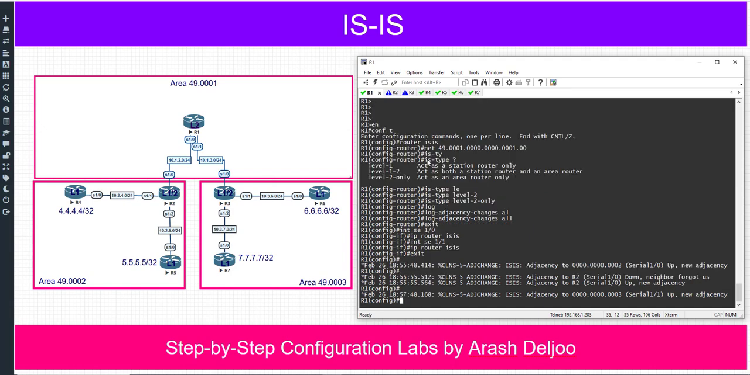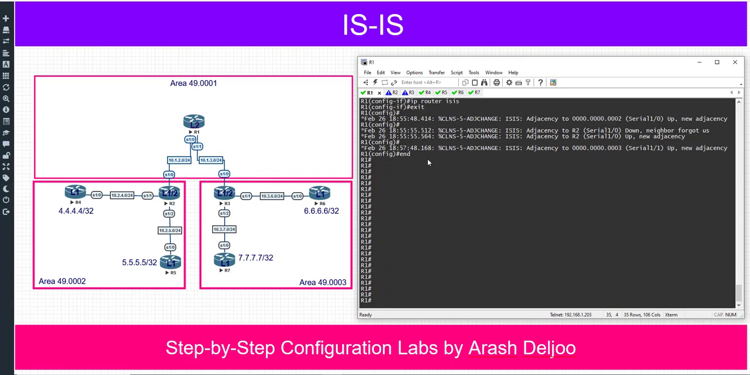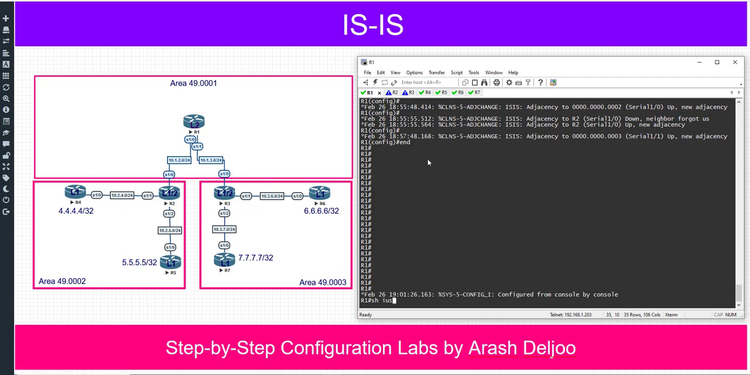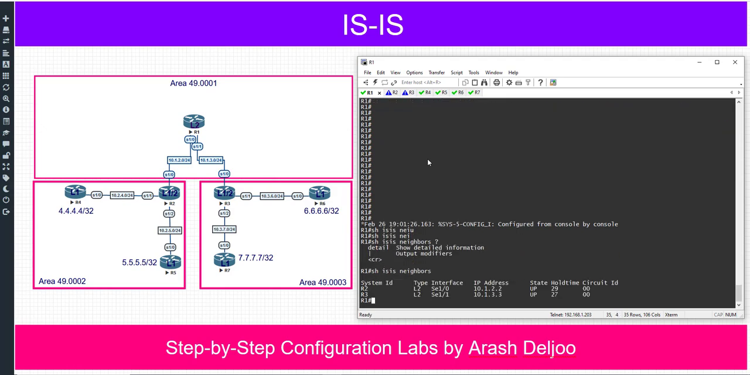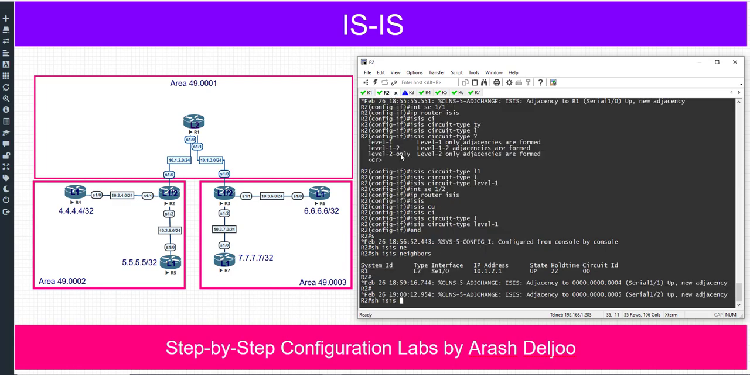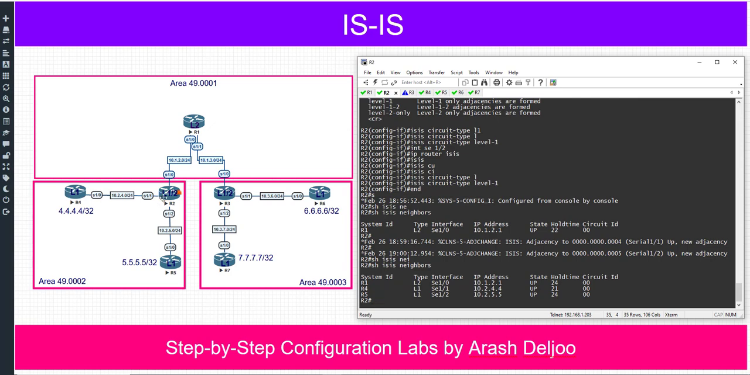First, on router 1, we expect to have two level 2 adjacencies. Show ISIS neighbors. As you can see, we have two neighbors, router 2 and router 3, with level 2 adjacency on serial 1/0 and serial 1/1. Then on router 2, show ISIS neighbors shows we have three neighbors: one level 2 neighbor, router 1, on serial 1/0, and two level 1 neighbors on serial 1/1 and serial 1/2 respectively, router 4 and router 5.